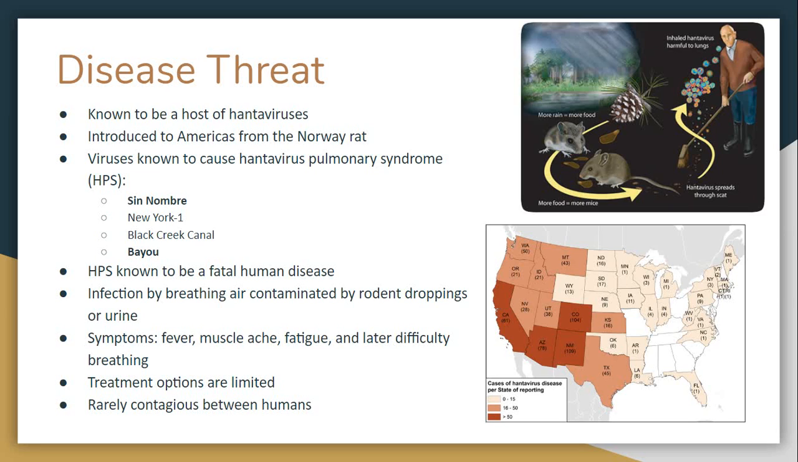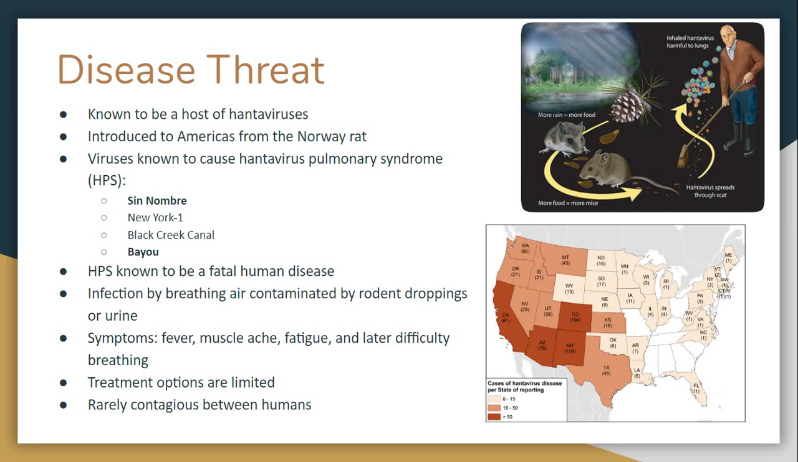HPS is known to be a fatal human disease, and infection occurs by breathing air that's contaminated by rodent droppings or urine. And the symptoms of HPS include fever, muscle ache, fatigue, and later difficulty breathing. Treatment options are limited, but it is rarely contagious between humans.